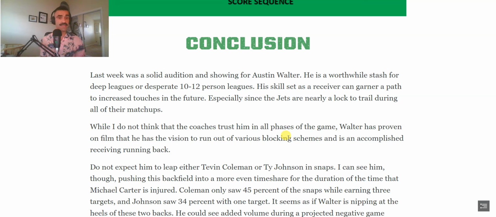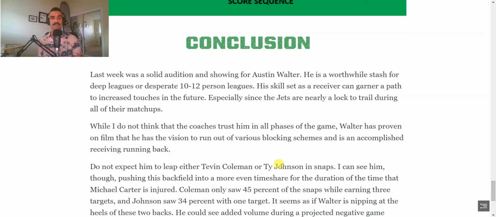So, conclusion: last week was a solid audition and showing for Austin Walter. He is a worthwhile stash for deep leagues or desperate 10, 12-person leagues. His skill set as a receiver can garner a path to increased touches in the future, especially since the Jets are nearly a lock to trail during all of their matchups. While I do not think that the coaches trust him in all phases of the game, Walter has proven on film that he has the vision to run out of various blocking schemes and is an accomplished receiving running back.